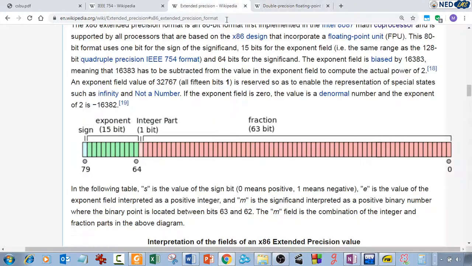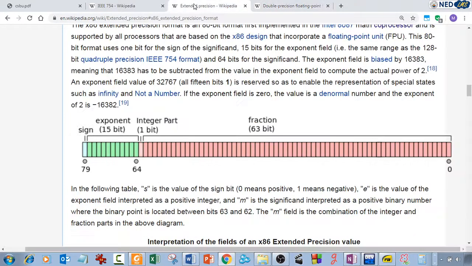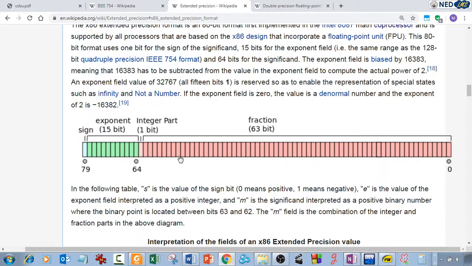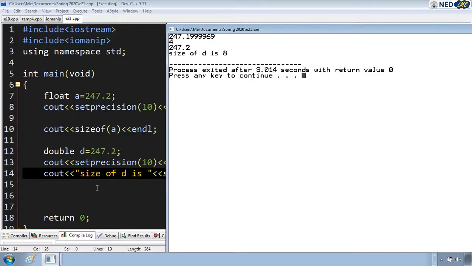Sorry, I think I displayed the extended precision, sorry about it. So double precision is a 52-bit fractional part and an 11-bit exponent, so that's the double type. Okay, so it's a 64-bit number. And there is another one which is known as extended precision, which we call long double. So long double has a 63-bit fractional part and double precision has a 52-bit fractional part. It depends on the implementation we are working with.